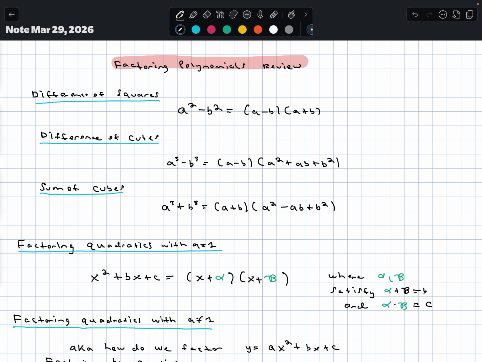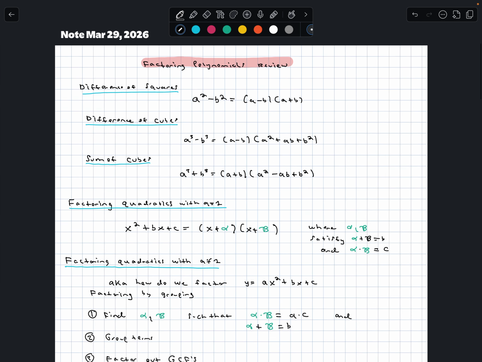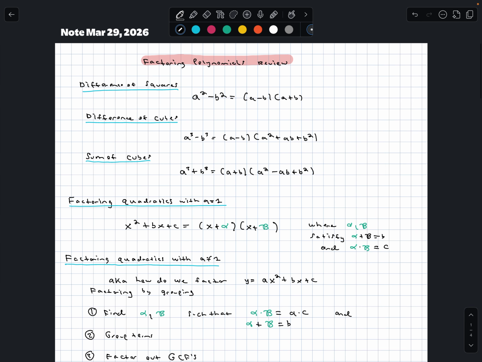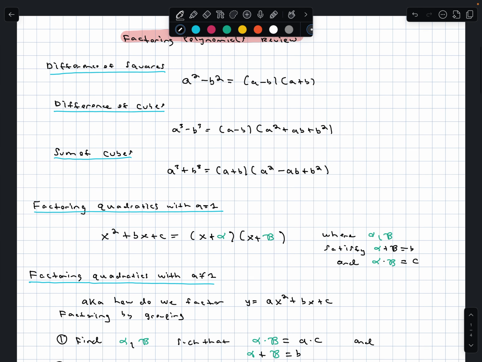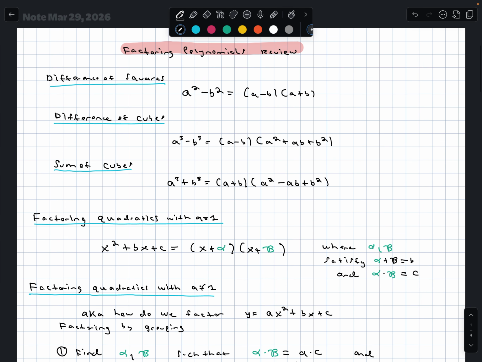skill. So there's not much to say on the first three, the difference of squares, difference of cubes, and sum of cubes. It's just recognizing this identity for each of them.